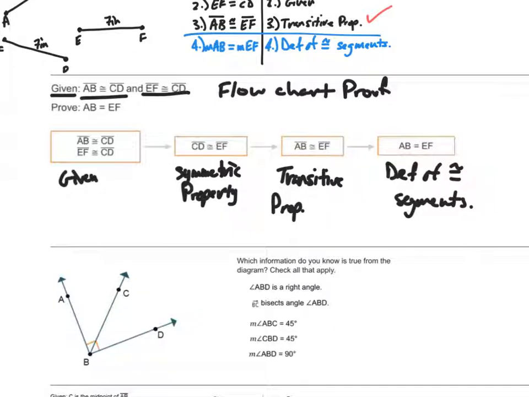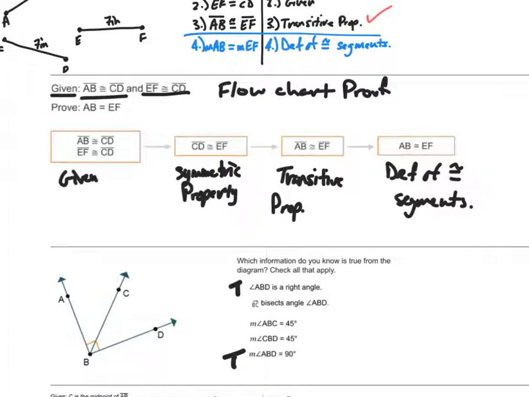Which information do you know is true about this diagram? The first four, not the last one. Well, ABD is a right angle. I see that I have a right angle here. That is true, and ABD also equals 90 degrees. Now, does this ray BC bisect this angle? Does it cut it in half?